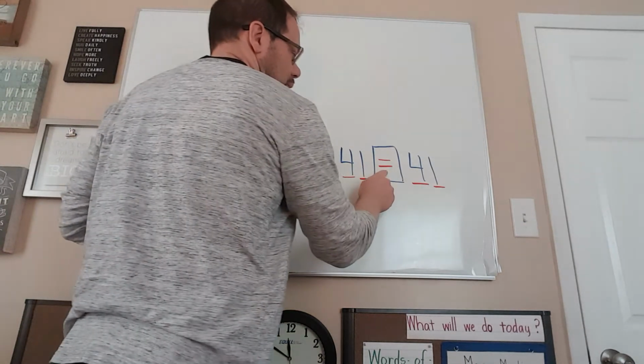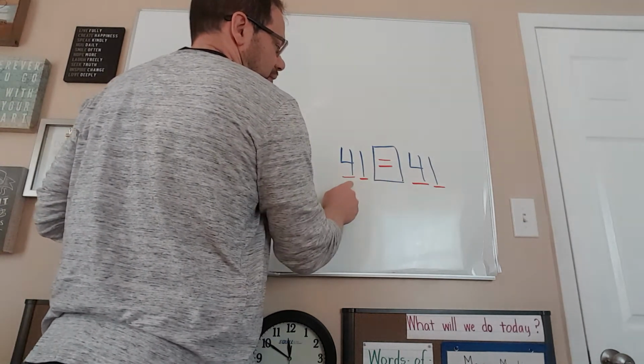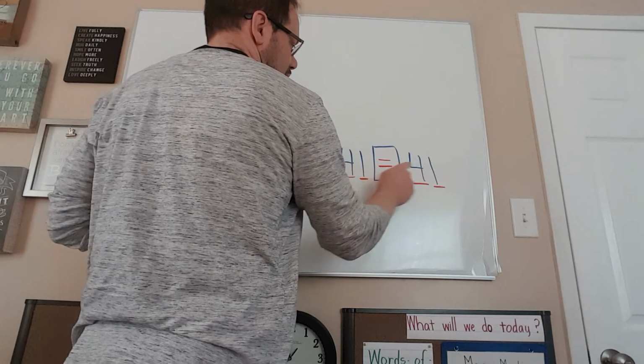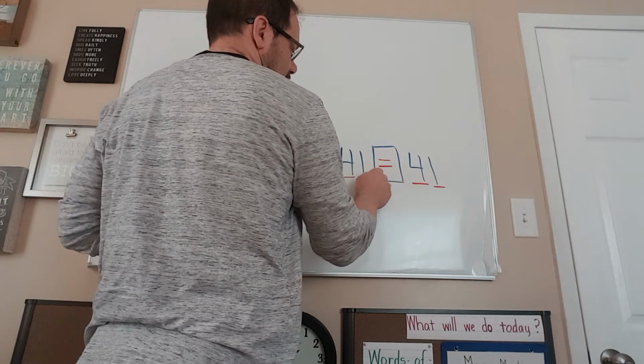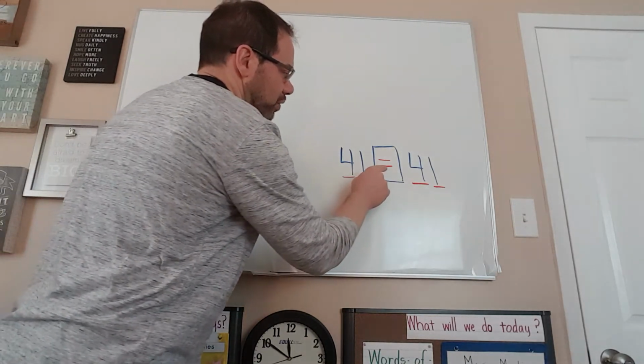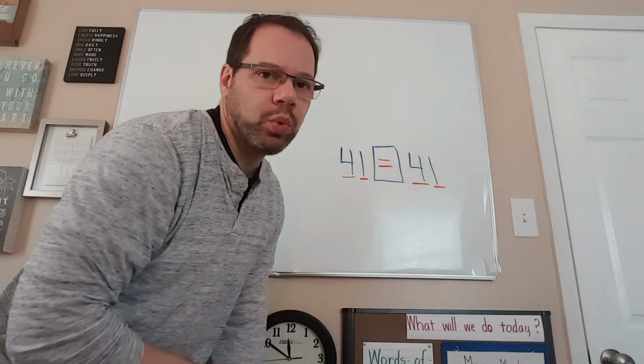Remember, whenever we use an equal sign, whatever's on this side needs to equal what's on this side. If that equals that, then we go equal sign here. So the way we would say that is 41 is equal to 41.